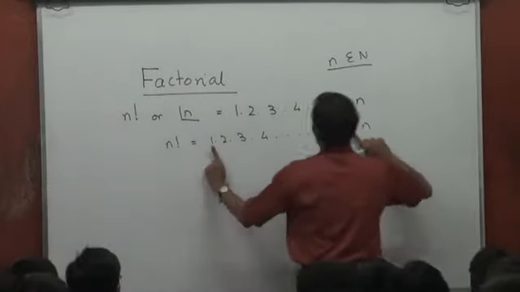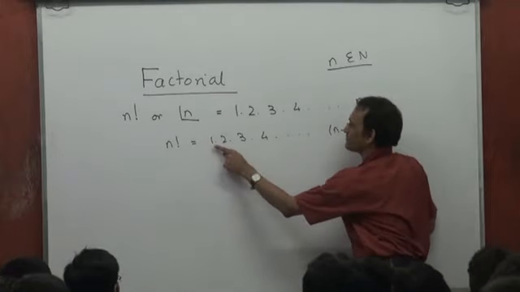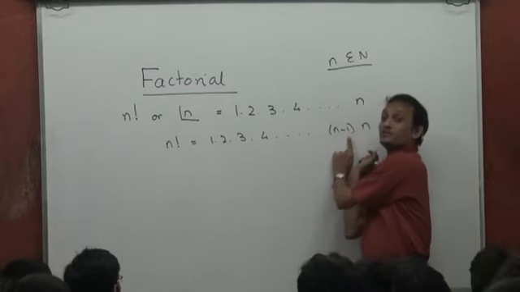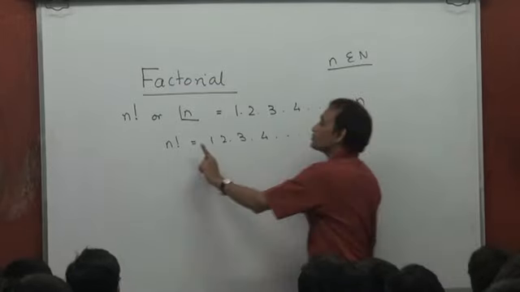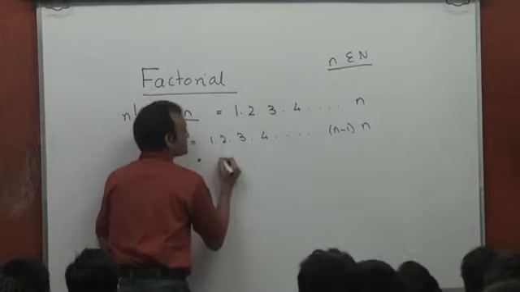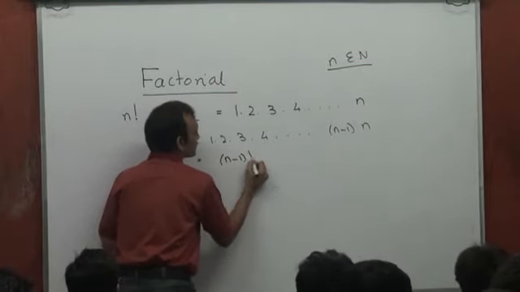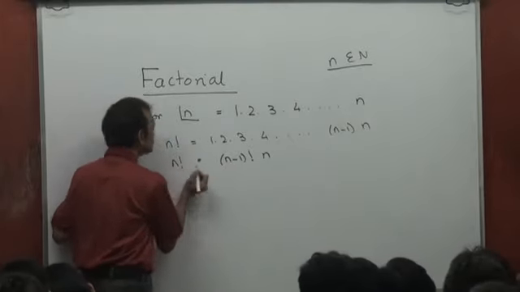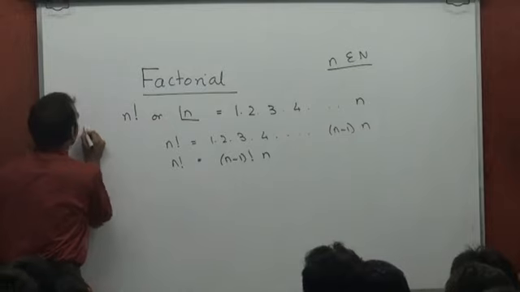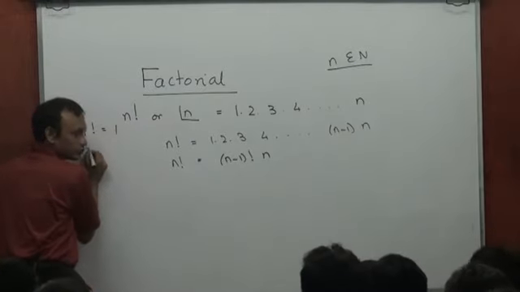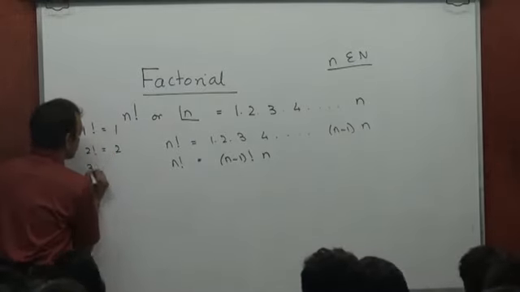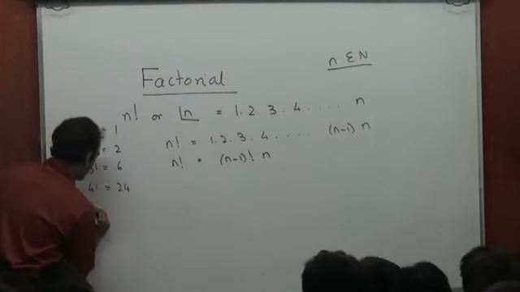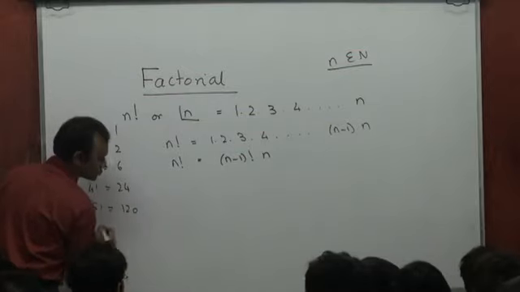Now, very clearly, by the same definition, 1 into 2 into 3 into 4 into 5 up to n minus 1 would be (n minus 1) factorial, right? So n factorial could also be written as (n minus 1) factorial into n. That's n factorial. Very clearly then, 1 factorial would be 1, 2 factorial would be 2, 3 factorial would be 6, 4 factorial would be 24, 5 factorial would be 120, and so on and so forth. Right?